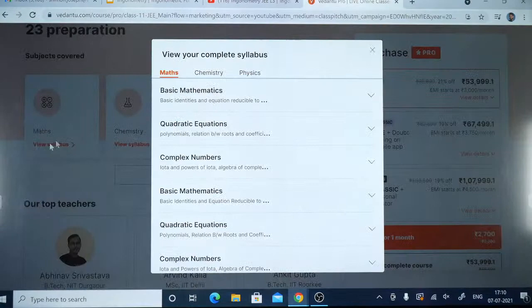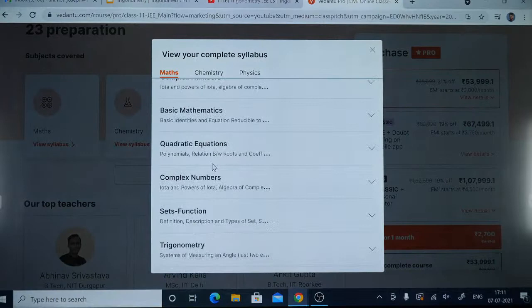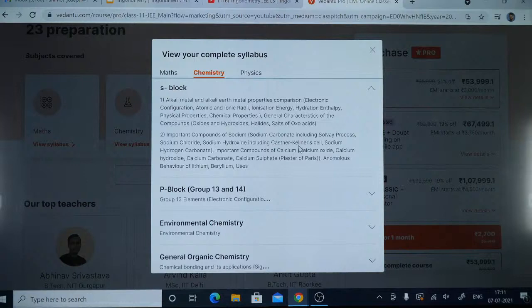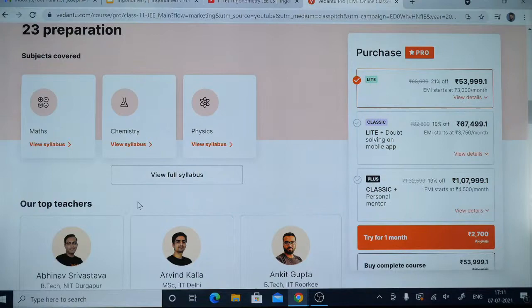Math syllabus. What do we teach you? Basic mathematics. What do we teach you? Quadratic. What do we teach you in complex numbers? Everything is given here. Chemistry, what do we teach you? Physics, what do we teach you? All those informations are here. You guys can check it out. Okay, are you all cool with it?